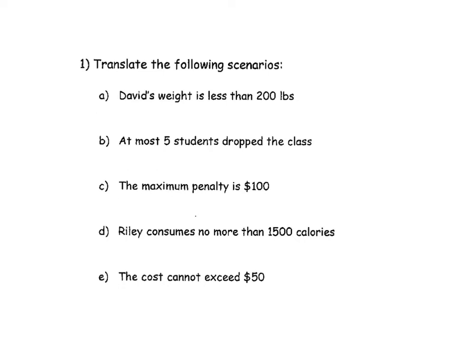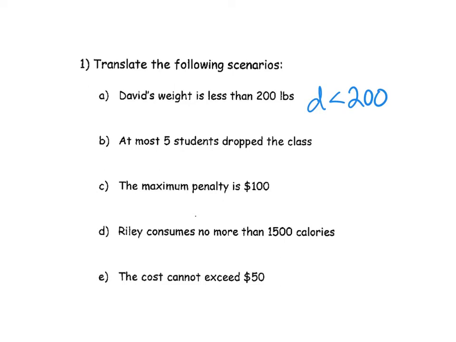David's weight is less than 200 pounds. So I need to write an inequality with a D and with a 200. What would I write? D is less than. Could he be exactly 200 or is he 199? Less than. Yeah, he can't be exactly 200 because it says less than. It doesn't say less than or equal to or close to.